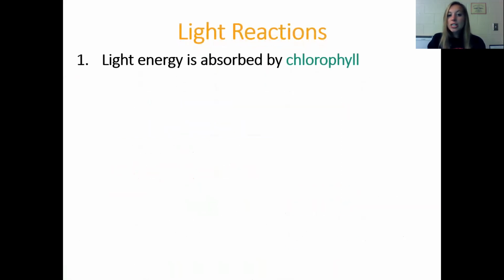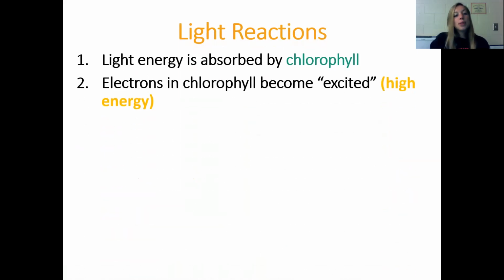All right, so light energy is absorbed by chlorophyll. Where did we say the chlorophyll is? In the thylakoids, right? So absorbed there. The electrons in chlorophyll become excited, or like they just have higher energy. I just realized that I am in the middle of the screen.